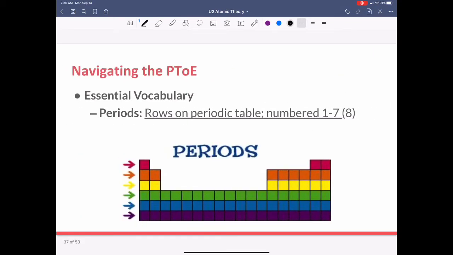Then we have our periods. Periods are rows on the periodic table. If you're looking at the periodic table in front of you, your periods are those horizontal rows going left to right on your periodic table. So one way I think of remembering this is, what do periods end? Periods end sentences, right? Well, which way do our sentences go? Sentences go left to right. So periods on the periodic table go left to right, just like our sentences that they end. All right, so that's just one little reminder key. Hopefully that helps you out in remembering that periods are left to right rows on the periodic table.